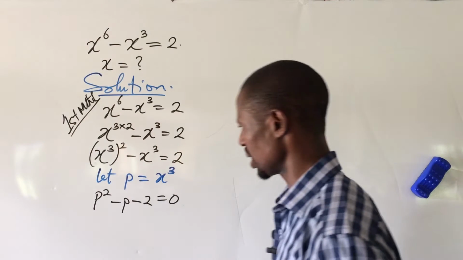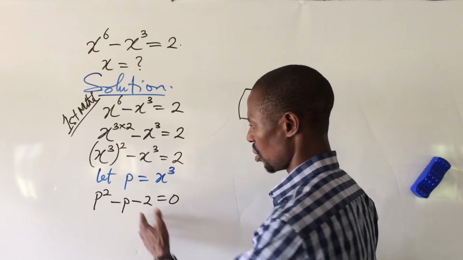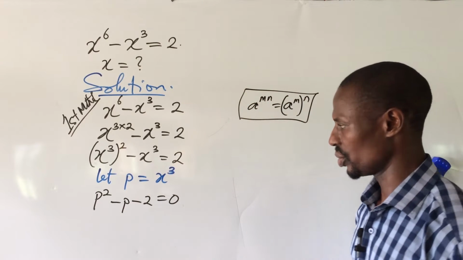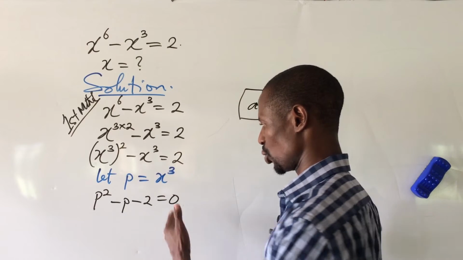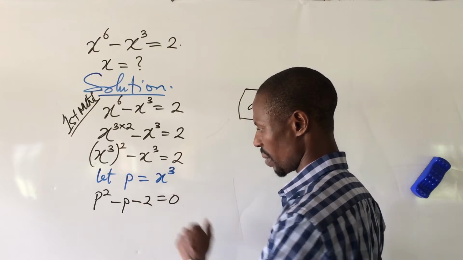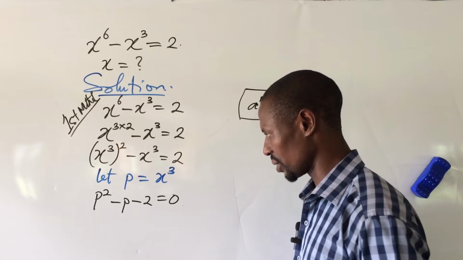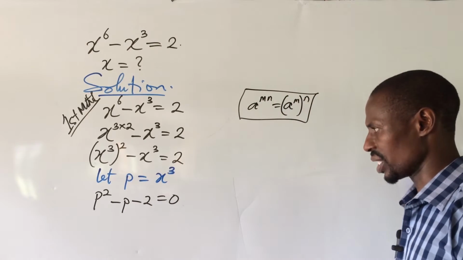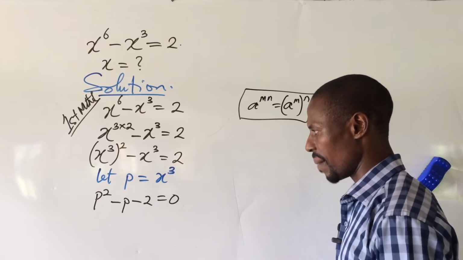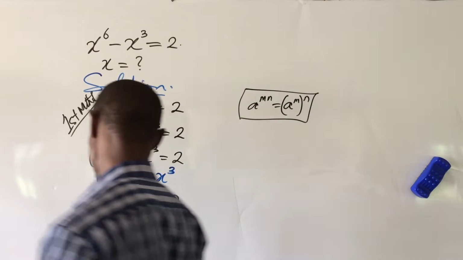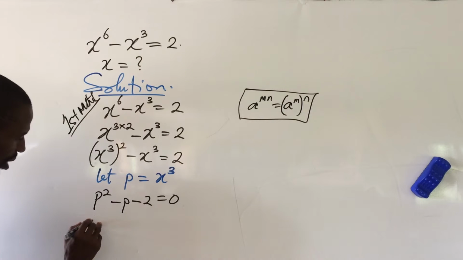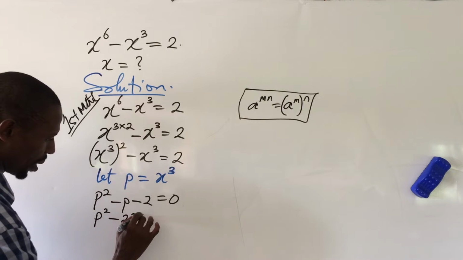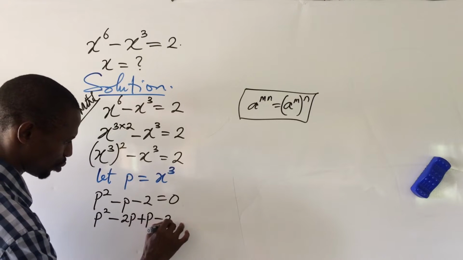As you know, this is a quadratic equation, so we solve this quadratically. And solving this quadratically, let's think of two numbers that when we multiply them will give us minus 2, and when we add the two numbers together give us minus 1. Of course, the two numbers are minus 2 and plus 1. So if we do that, this will give us p squared minus 2p plus p minus 2 equal to 0.